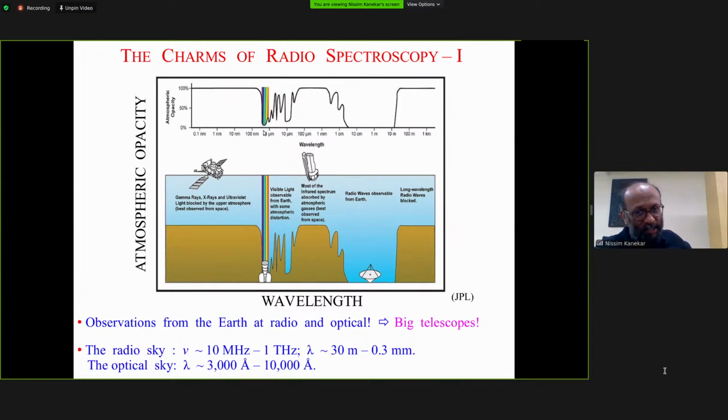The optical, which is the basis of historical astronomy, is a tiny little wavelength range. It goes from about 3,000, 3,500 angstroms to about 7,000, 7,500 angstroms, right? So it's a factor of 2. This is a factor of nearly 1,000. And that makes the radio special. You can actually do lots of observations at a wide range of frequencies, covering a wide range of astronomical species and astrophysical phenomena from the ground.